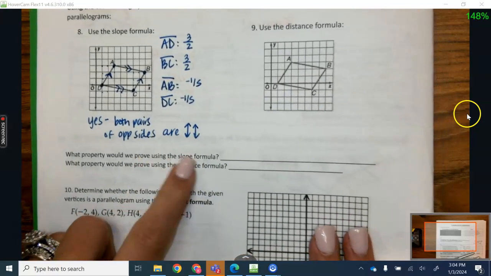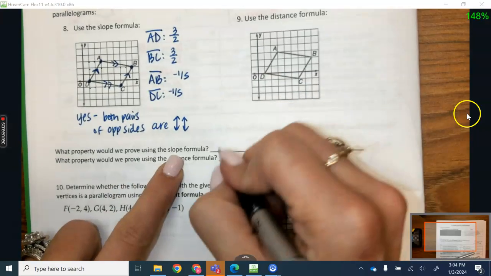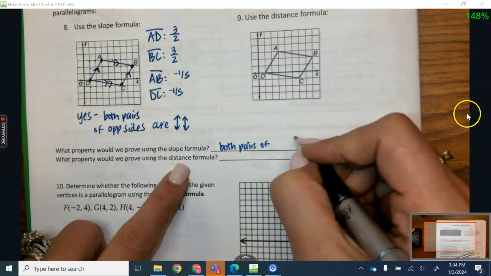So it's asking us, what property would we prove using this slope formula? Both pairs of opposite sides are parallel.